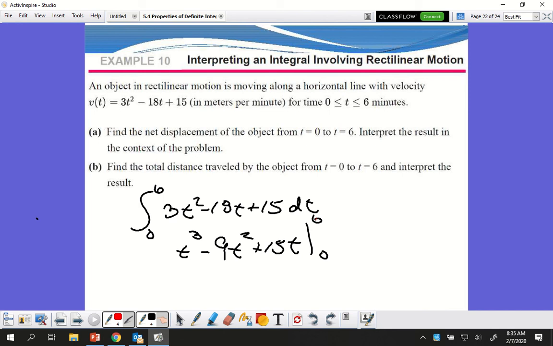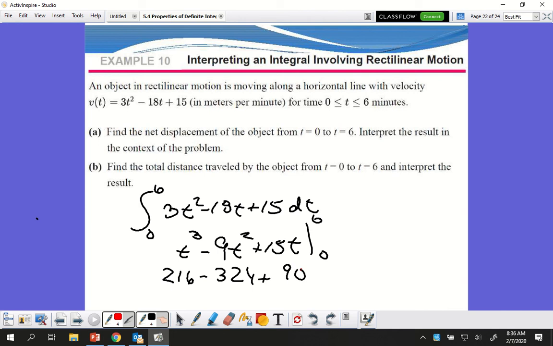Okay, so 0 to 6, that means it's going to be top minus bottom. My bottom's going to be 0. So that's 6 to the third power, that's 216, minus 9 times 36, which is 324, plus 15 times 6, which is 90.